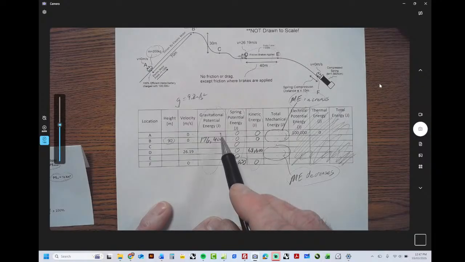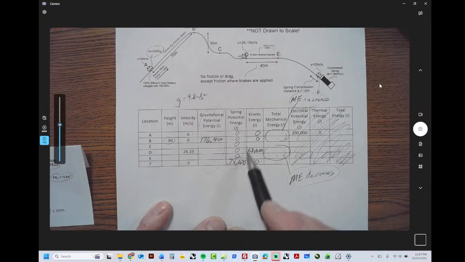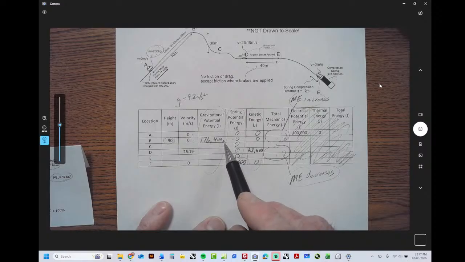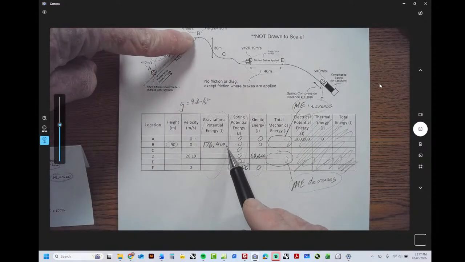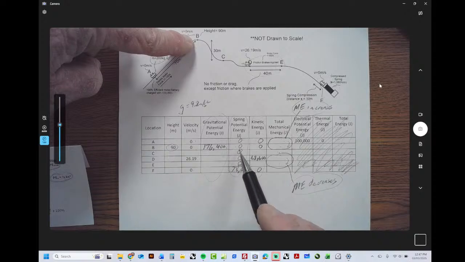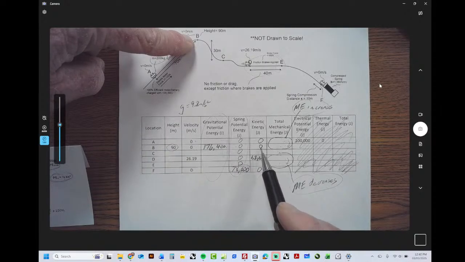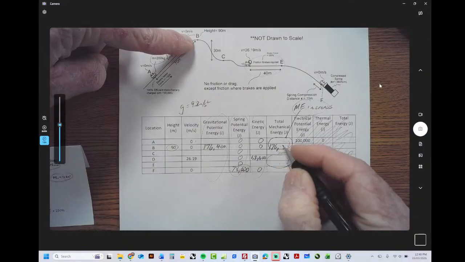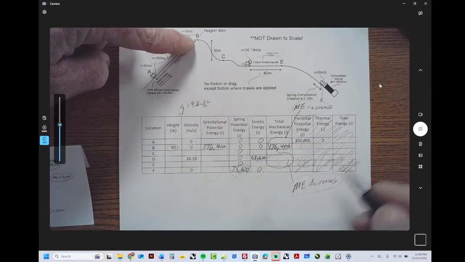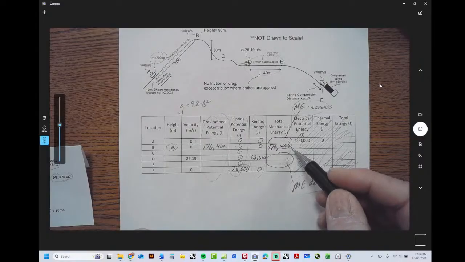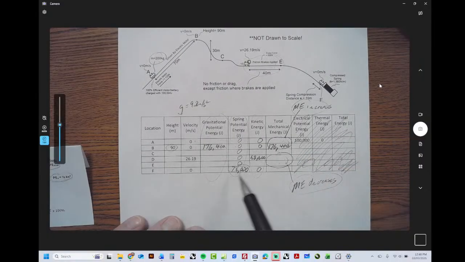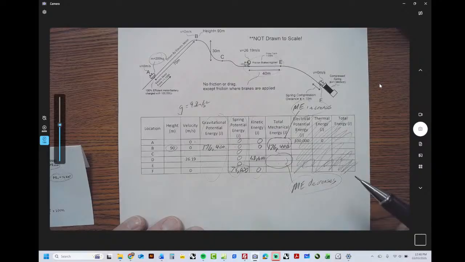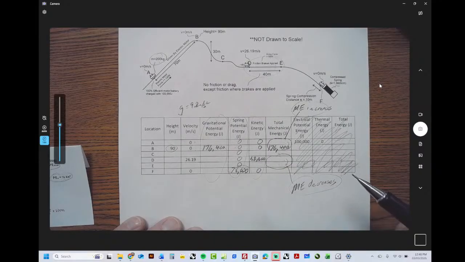There's only one place where I have all 3 types of energy, and it's right here. So this is 176,000 joules of potential energy right there, no spring energy, no kinetic energy. The total is 176,400 joules of energy. That's the only place I can add all 3 of these up, unless I'm missing something.